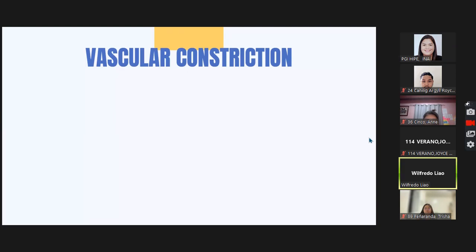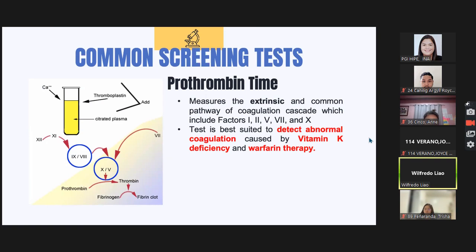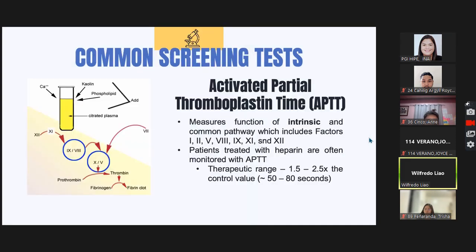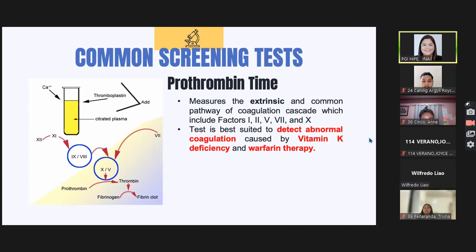Okay. Now, going back to the extrinsic and intrinsic pathway, your prothrombin time is a measure of your extrinsic, while your APTT is a measure of your intrinsic. Now, from your prothrombin time, the keyword here, I think, is 1972, the vitamin K dependent, meaning it involves factor 10, factor 9, factor 7, and factor 2. Factor 7 is partly for your prothrombin time and partly for your APTT. And your factor 1, 2, and 5 is in the common pathway.